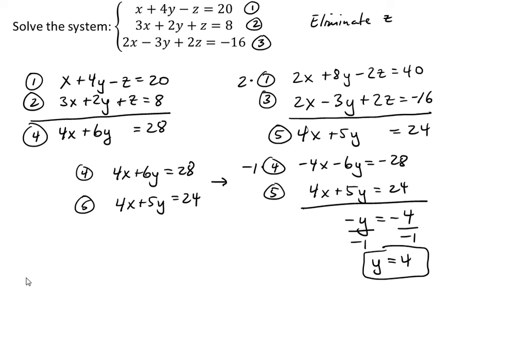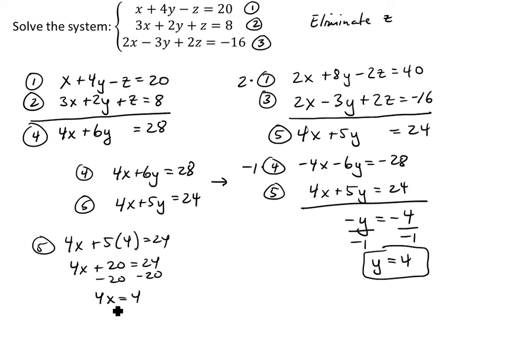Our complete solution will involve specifying values for x and z as well. So I need to go back to either equation 4 or 5, one of the two that only has an x and a y in it, and I'll be able to find the value for x because now I know that y is 4. So I'll go ahead and just use equation 5 right here, and I'll plug in a 4 for y. Now solving for x, we get x equals 1.